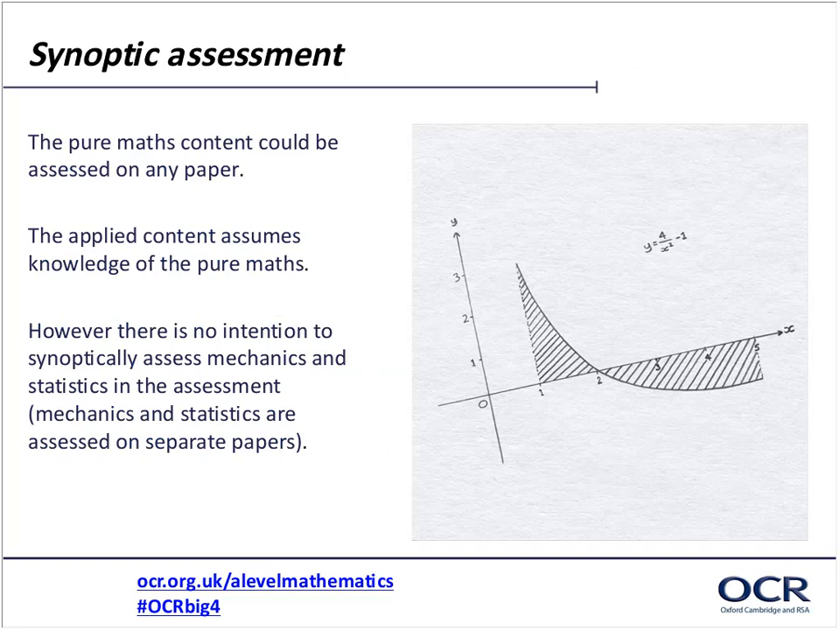As well as that, because it's linear, we've got synoptic assessment. The pure content could be on any paper and it can link into the applied, and similarly the applied could link into the pure. And it's important to take this into account if you've got more than one teacher delivering the full content. Need to make sure there's good collaboration between the teaching team to make sure that learners don't try to silo knowledge according to the teacher that's teaching them different aspects.